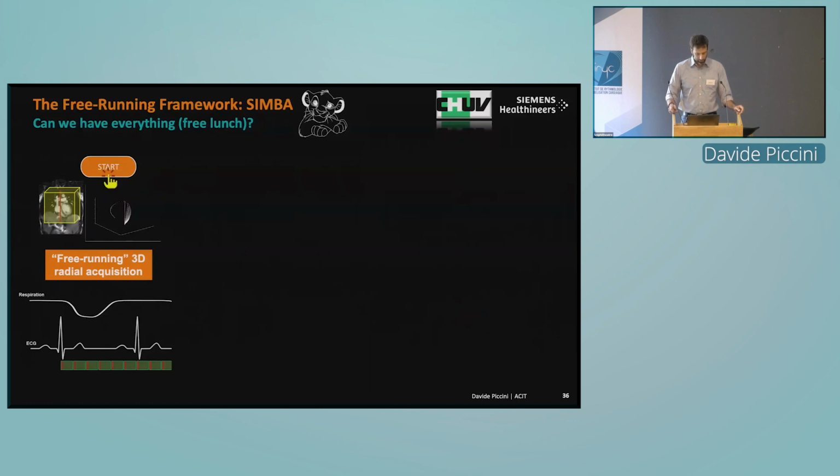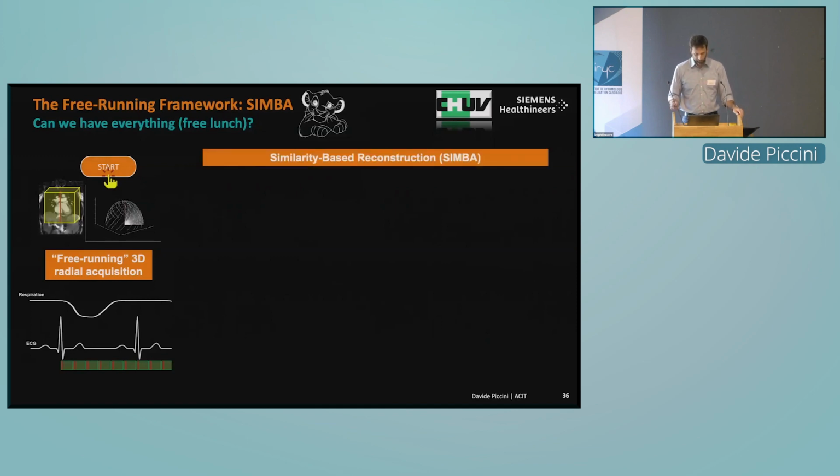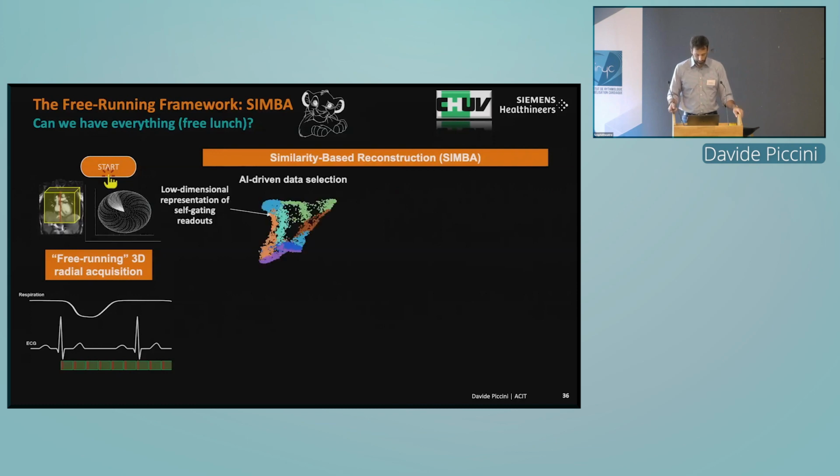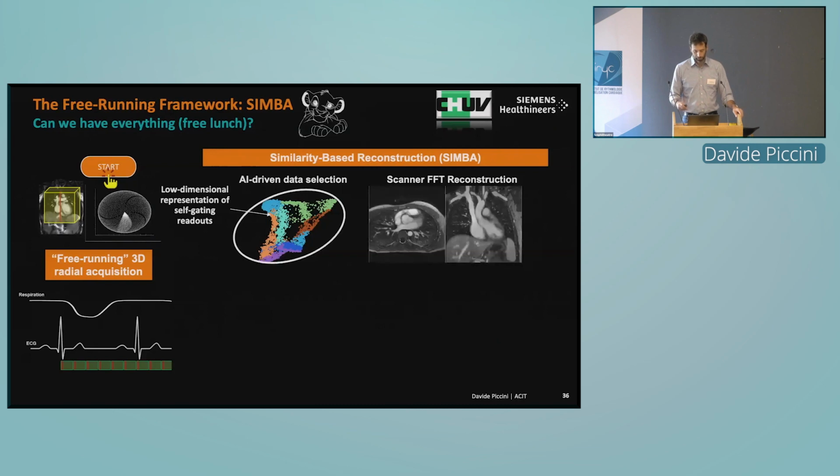So you have this free-running acquisition, which means you have a cubic field of view. You place it around the heart and click start. Nothing has to be done, no 350 clicks. The sequence runs for, let's say, 6 to 8 minutes. And then at the scanner, you can get a similarity-based reconstruction. As we said, we cluster this data. If you were to reconstruct everything together, you would get a very blurred image because you have all the respiratory phases, all cardiac phases together.